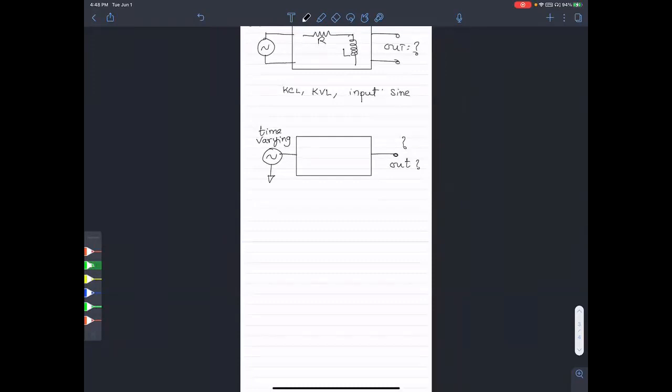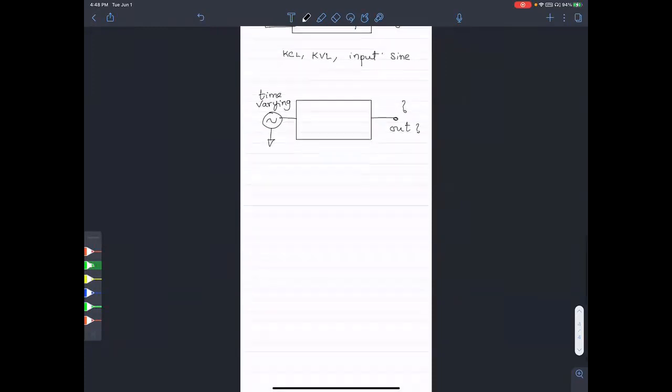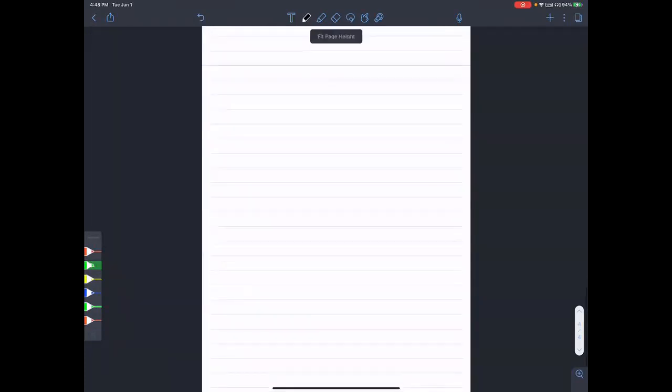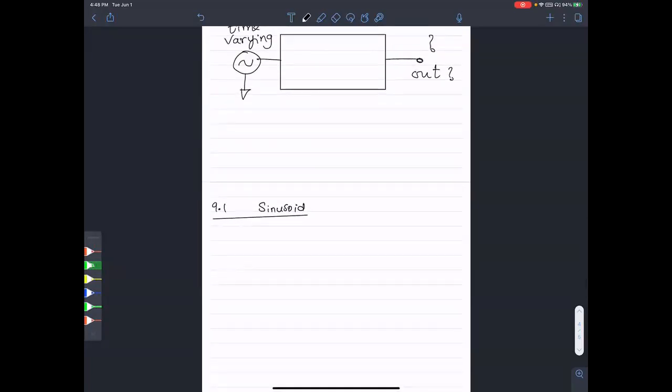Like I mentioned, I'm going to give you a summary view. This is a preview of what to expect in this chapter. So let's begin with 9.1, the sinusoid. The representation of a sine wave. This should be straightforward to you. But before we even go into sinusoid, let me give you a spoiler alert.